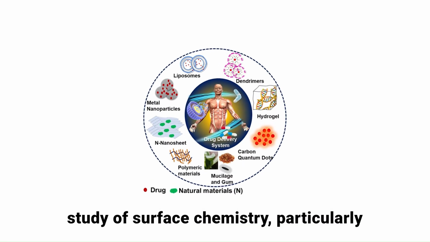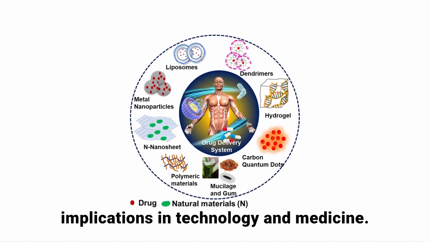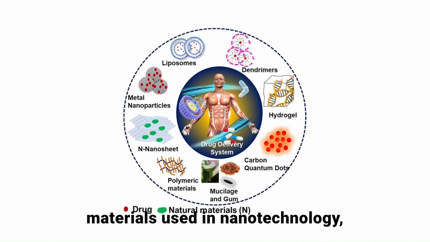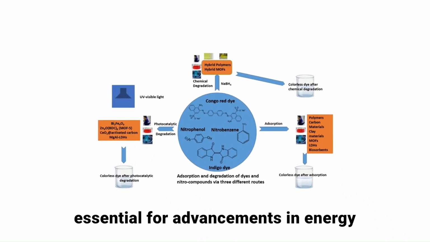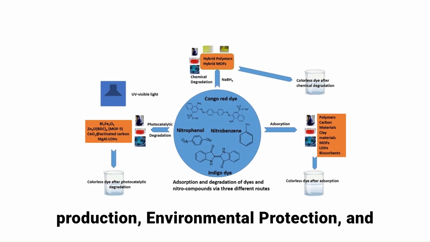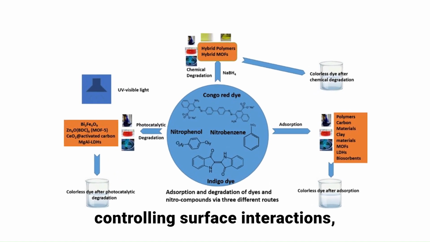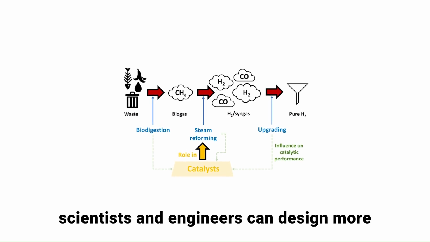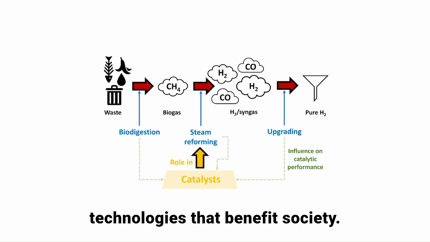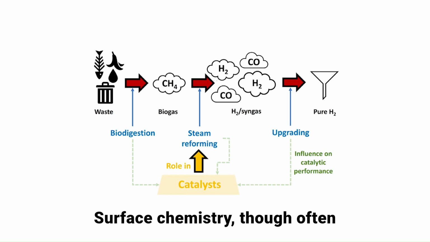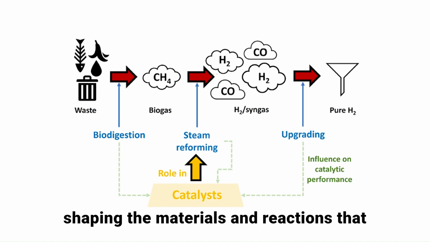The study of surface chemistry, particularly adsorption and catalysis, has profound implications in technology and medicine, from drug delivery systems to advanced materials used in nanotechnology. Understanding adsorption and catalysis is essential for advancements in energy production, environmental protection, and industrial synthesis. By controlling surface interactions, scientists and engineers can design more efficient processes, improve product quality, and develop sustainable technologies that benefit society. Surface chemistry, though often invisible, plays a fundamental role in shaping the materials and reactions that define our modern world.